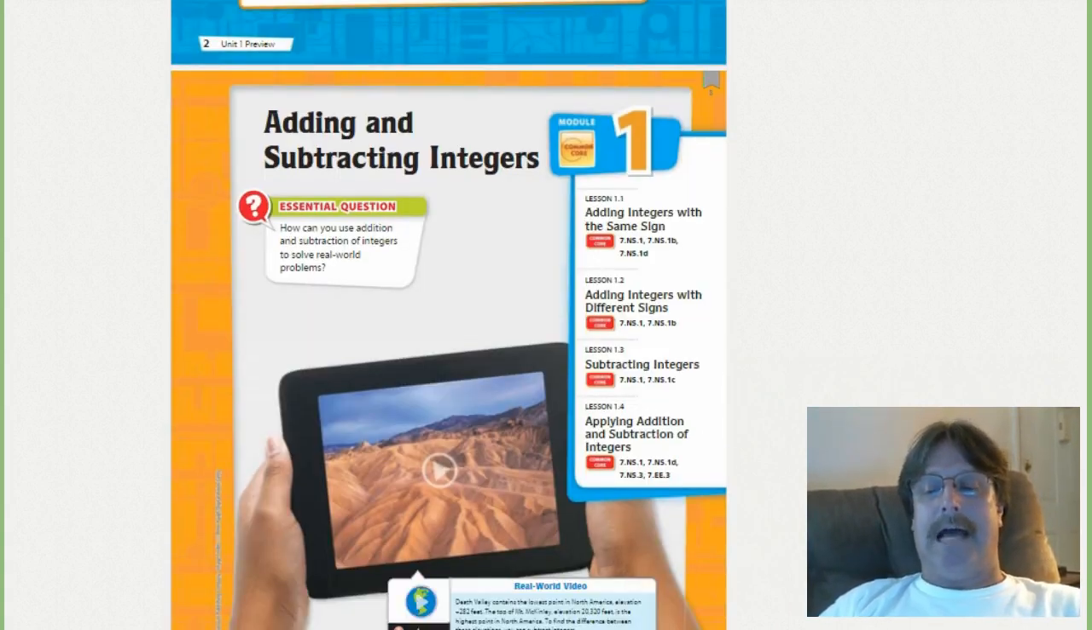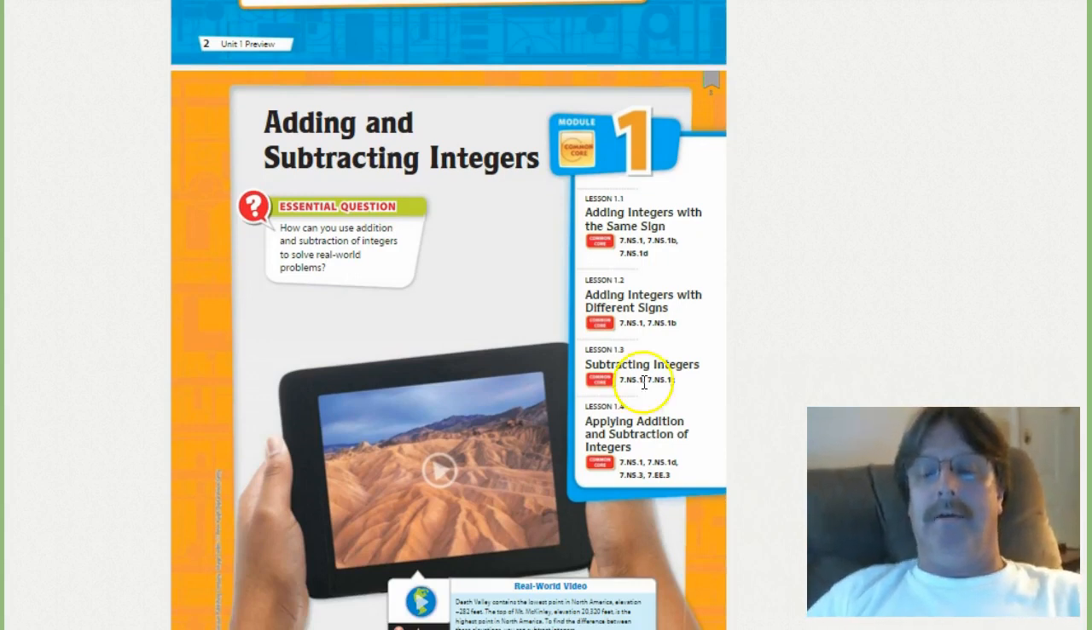So now we get into the actual first module. It's broken up into lessons, as you can see, to make it a little easier for us. Adding integers with the same sign, integers with different signs, subtracting integers, and then applying addition and subtraction of integers. Where in the real world would we use that? As you can see here, here's our essential question. This is what you're going to be expected to be able to answer. In this particular one, how can you use addition and subtraction of integers to solve real world problems?